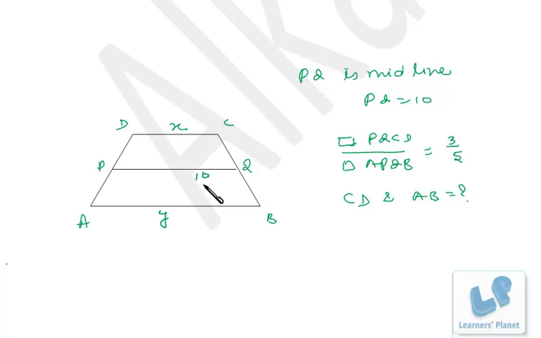right? So (x plus y) by 2 is equal to 10. That means x plus y will be 20. That means the sum of the lengths must be 20. Okay, now what?